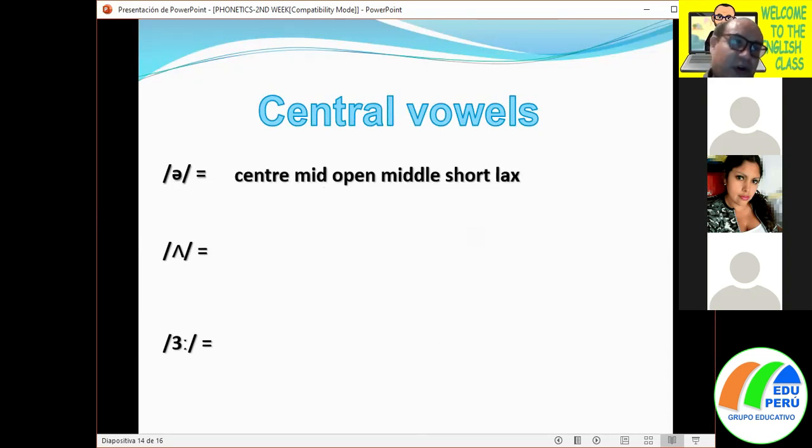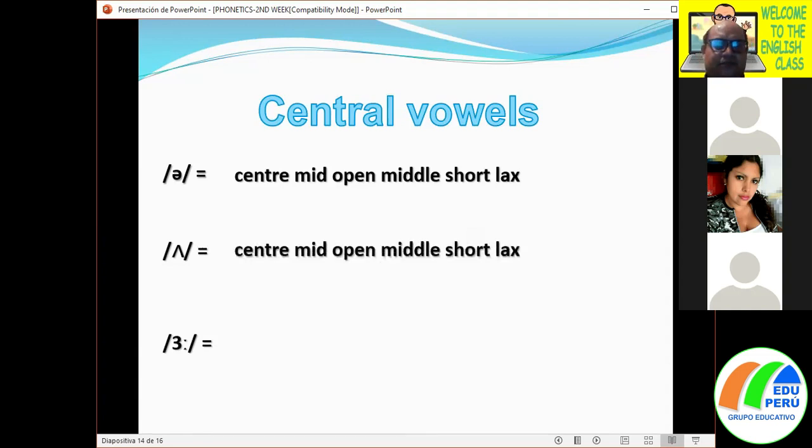Center, the part of the tongue. Mid open, the position of the lips. Middle, the position of the tongue. Short, the length of the sound. Lax, the tenseness of the muscles.